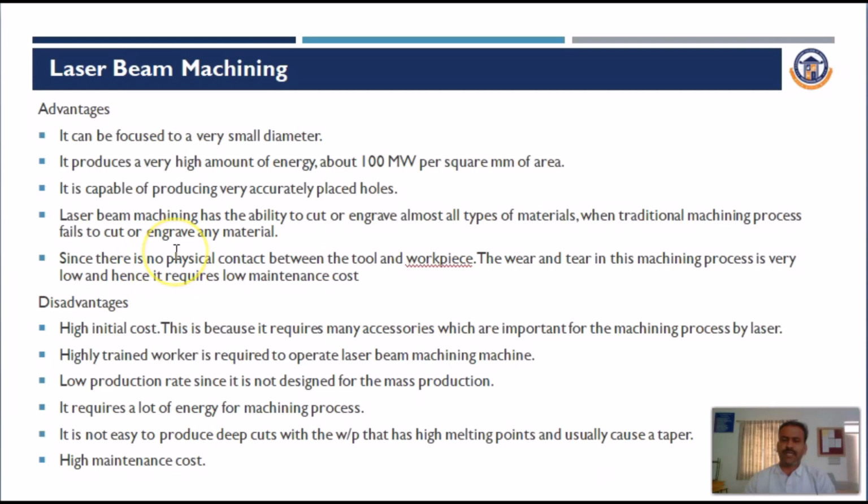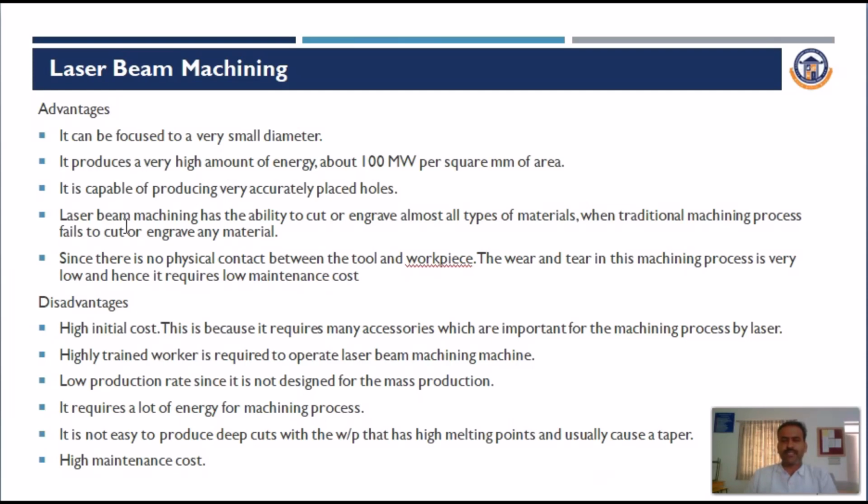The advantages of laser beam machining: it can be focused to a very small diameter. It produces a very high amount of energy, about 1000 megawatt per square meter of area. It is capable of producing very accurately placed holes. Laser beam machining can cut or engrave almost all types of materials. Since there is no physical contact between the tool and workpiece, the wear and tear is very low, hence it requires low maintenance cost.